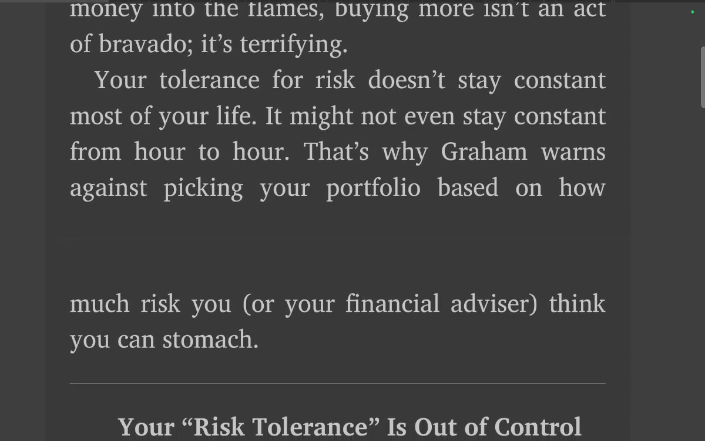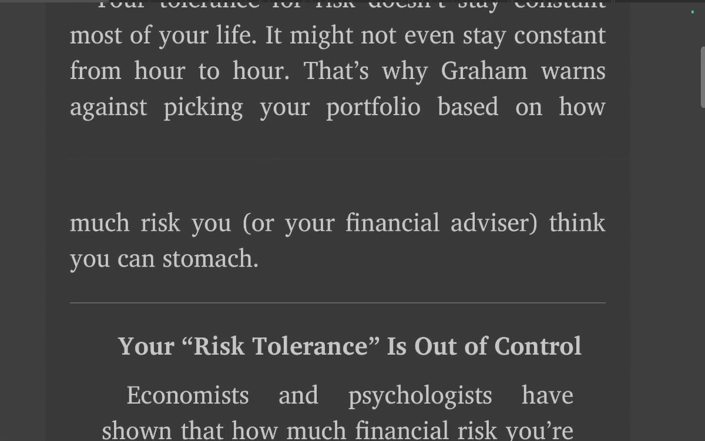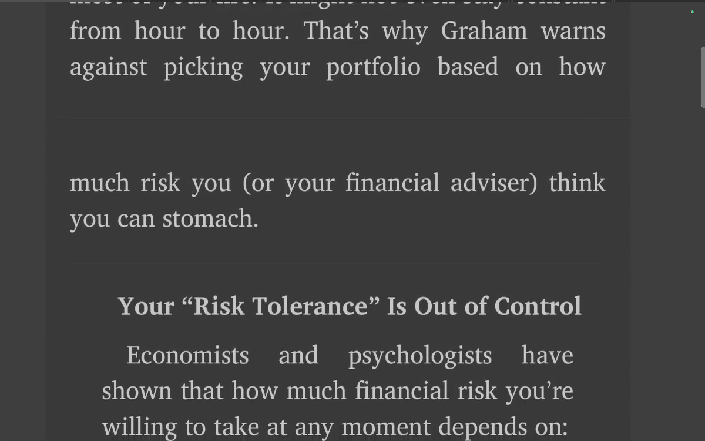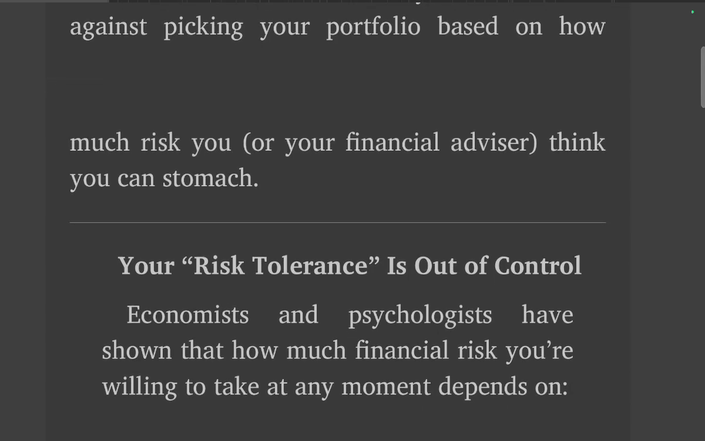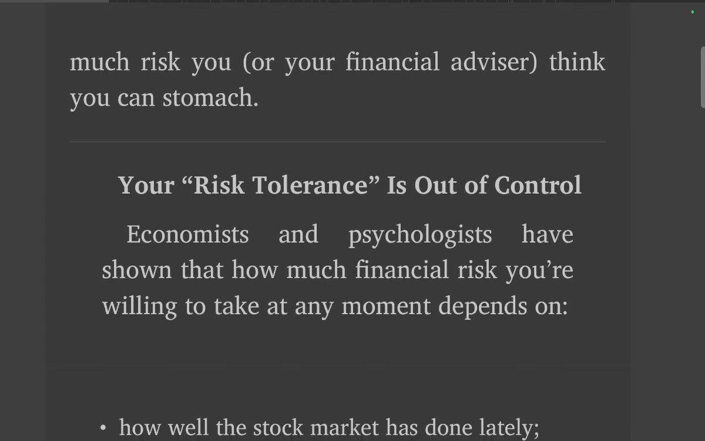It might not even stay constant from hour to hour. And that's why Graham warns against picking your portfolio based on how much risk you or a financial advisor thinks you can stomach. Your risk tolerance is out of your control.